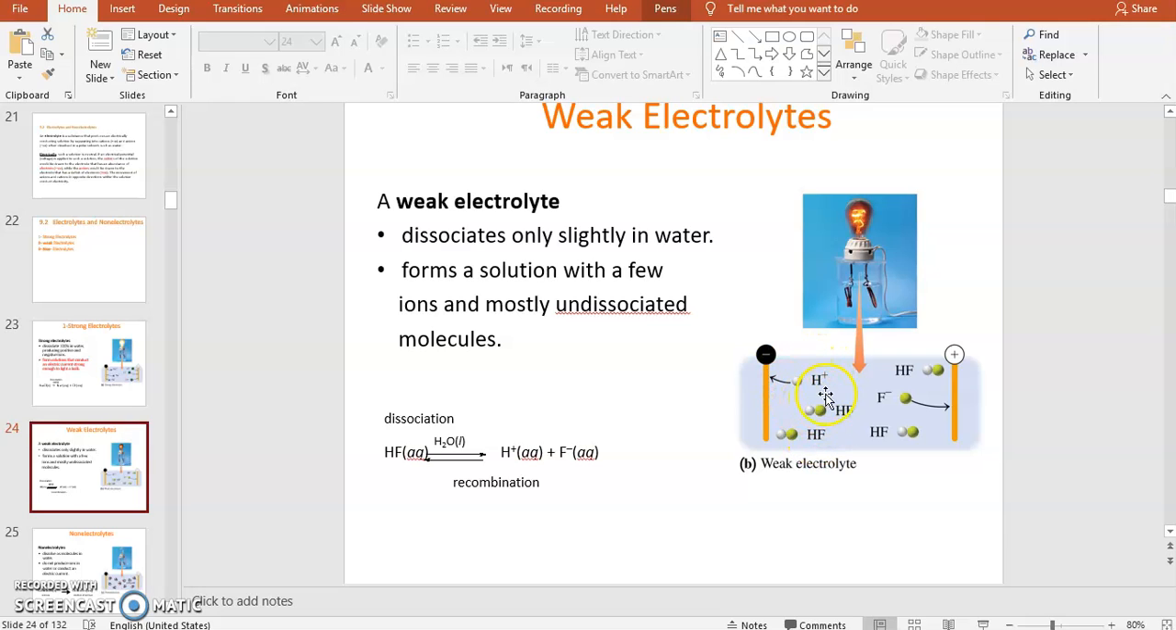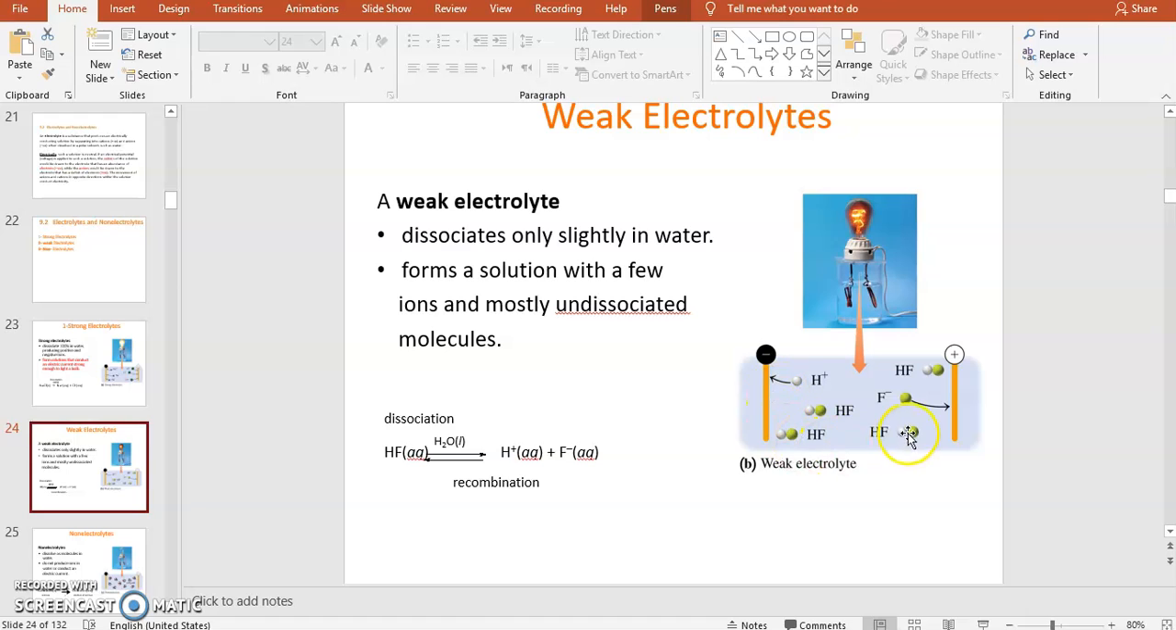You can see a positive one white circle, which represents the hydrogen ion, and then you can see a green circle that represents the fluorine ion. And then you can see a whole molecule composed of two circles, one white, one green, which means that we have HF.